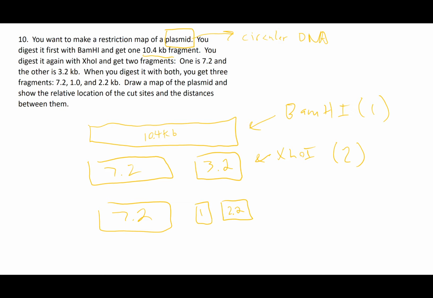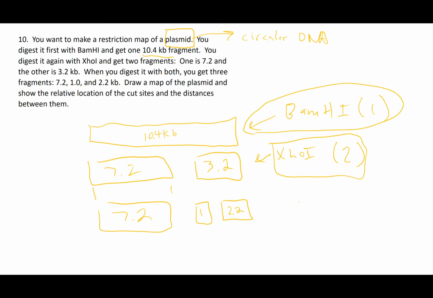Hopefully you can see here that we can start looking for pieces that are in common with all these different digests. The 7.2 here hasn't changed, so the XhoI cleavage is producing that 7.2 fragment. That part of this plasmid hasn't changed at all. Now, the 3.2 did get broken up by BamHI. That means that this BamHI site has to be inside of this 3.2 kilobase fragment.